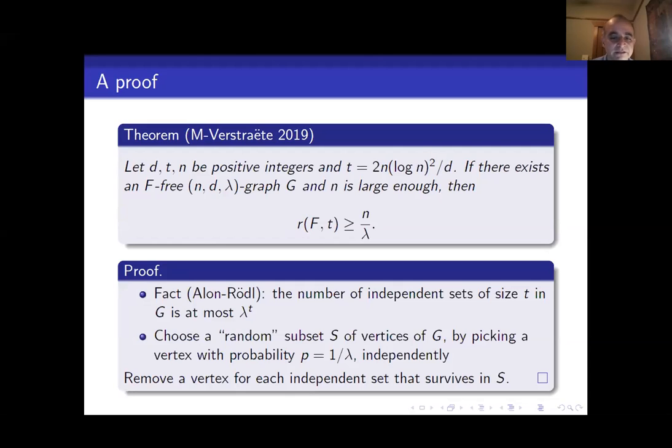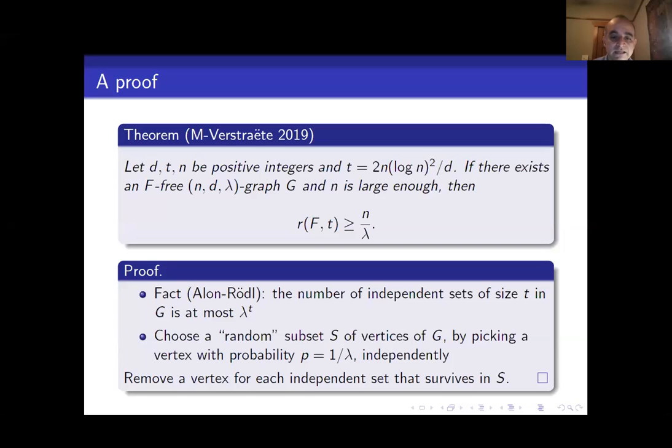It follows from the expander mixing lemma. It's a fact proved by Alon and Rödl in 2003 or so. It says that if you have an (n, d, lambda) graph, then the number of independent sets of size t is at most lambda to the t. So this is a non-trivial upper bound on the number of independent sets. And that's the only fact you need in order to prove this lower bound. So how do we prove this lower bound?